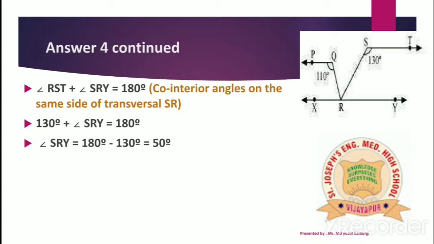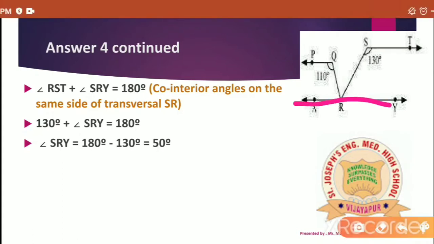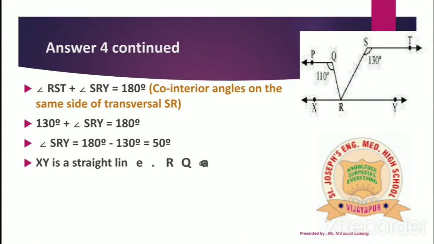Now we know, if you observe, XY is a straight line, and QR and SR are rays standing on XY. If they are rays standing on XY, then their angle sum is equal to 180 degrees. So the sum of the three angles should be equal to 180 degrees. Let us write: XY is a straight line, and QR and RS are standing on it.